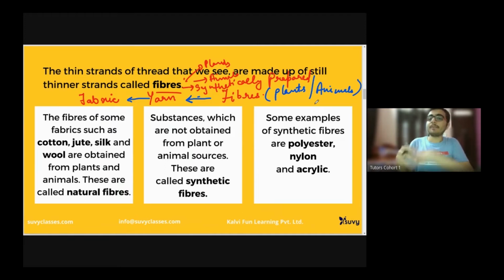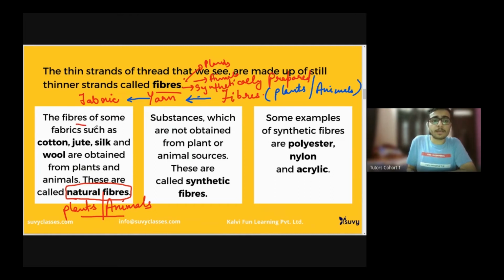Firstly they are prepared in small amounts in labs, they are tested, then they are prepared in small industries, and when the product gets validated, it's prepared on a larger scale in big industries. Okay, so that's the basic thing. As I said, they can be either taken from plants or animals. Plants and animals are your natural resources. So the fibers obtained from plants and animals would be termed natural fibers.